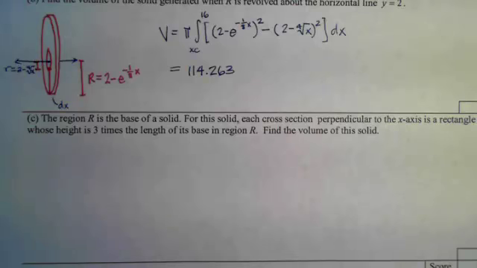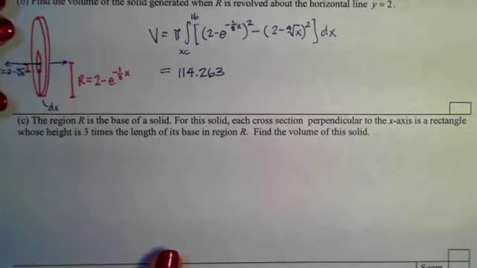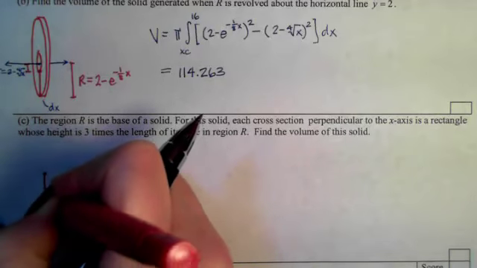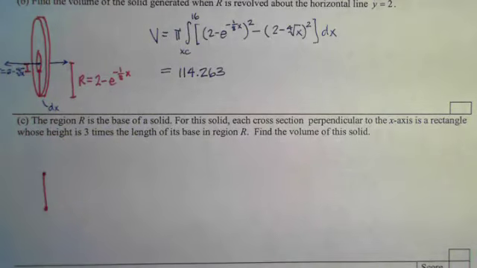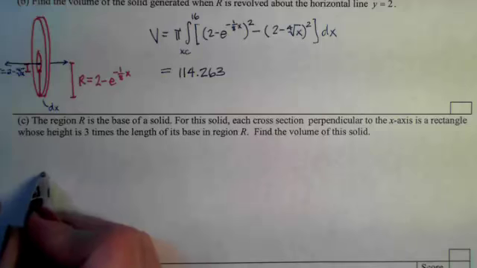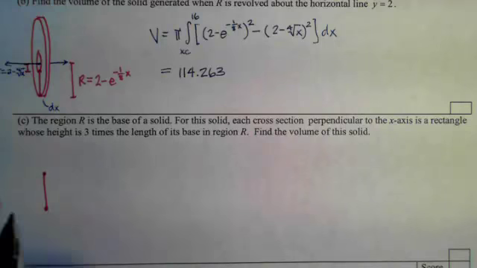Okay, last part says the region R is the base of a solid and each cross-section perpendicular to the x-axis is a rectangle whose height is 3 times the length of its base. So we've got that same red strip that we had up above, except now instead of rotating it or just finding its regular area, we are going to have the base, and then we're going to build a big rectangle coming up out of the board.